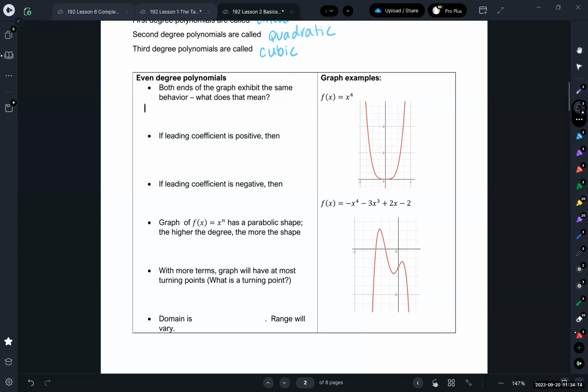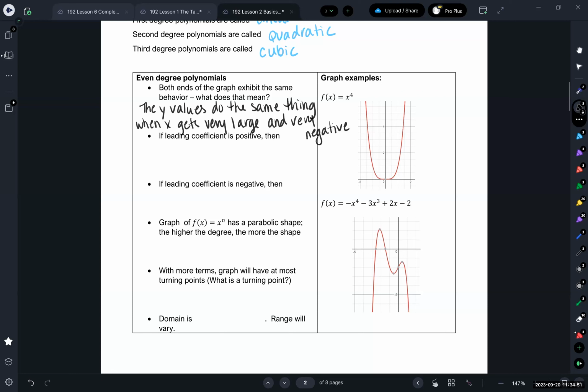So what this means is the y values do the same thing when x gets very large and very small. And by very small, we mean negative. We could write negative there if that would be more descriptive.